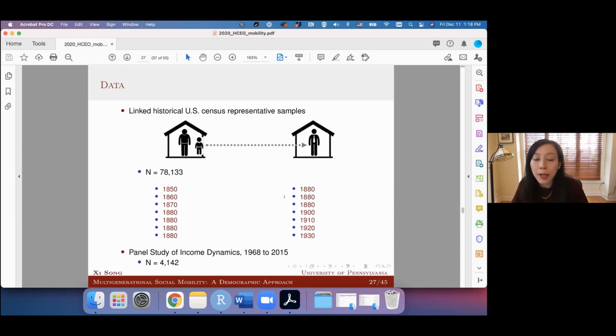For example, in 1850, we observe a little kid living with his parents, so that we know his parents' socioeconomic status. Then after 30 years, we try to find the same kid, now an adult, in a later census. We link it so that we know both his own socioeconomic status as well as his childhood or family background. And for our contemporary data, I use the Panel Study of Income Dynamics, which has been used widely in previous studies on intergenerational social mobility.